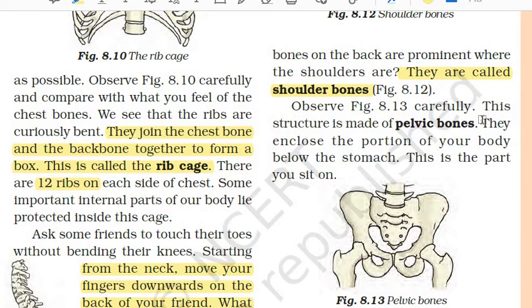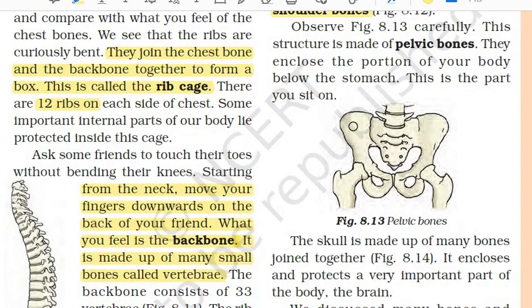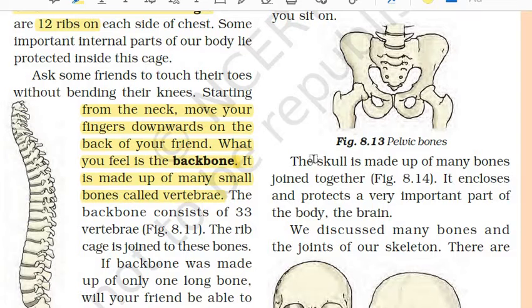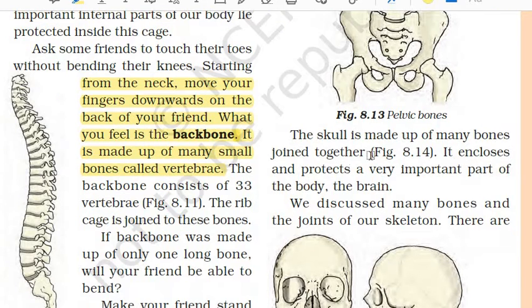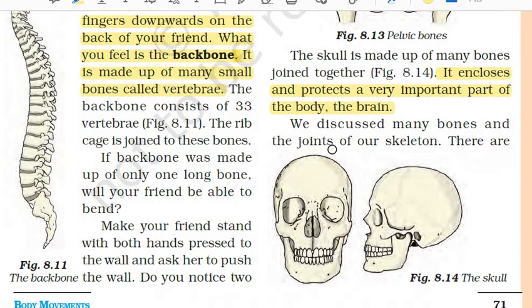Now, carefully observe the structure made of the pelvic bones. They enclose the portion of your body below the stomach, the part where you sit. The skull is made up of many bones joined together. It encloses and protects a very important part of our body called the brain.